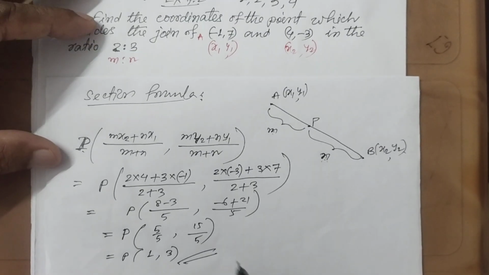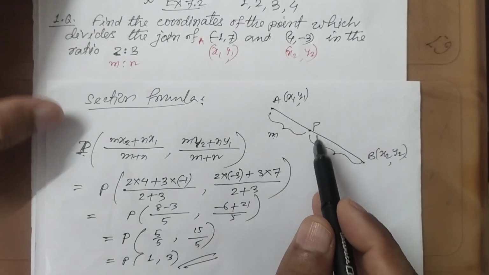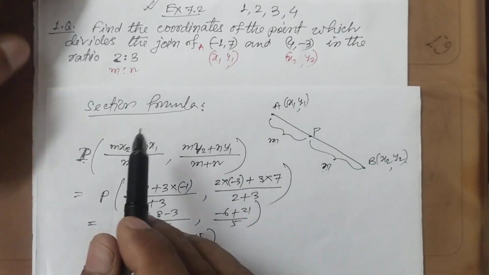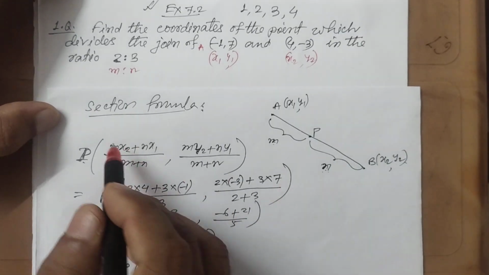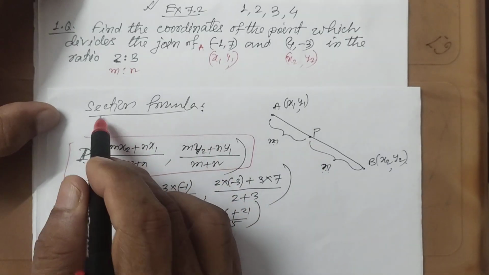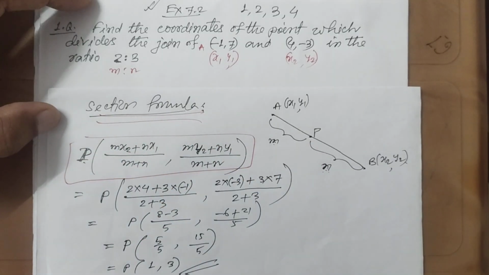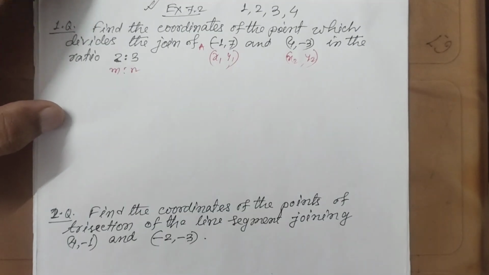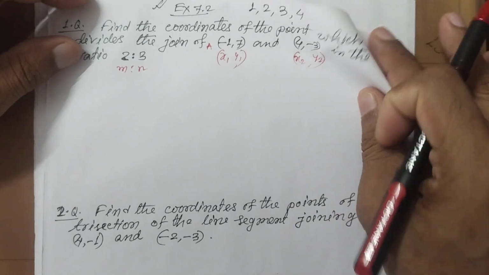So this is how we find the position of a point in a given ratio, and this formula is called the section formula, okay? Dividing a line segment in a given section. Section means in a given ratio. So this is the complete solution for the first question. Then question number 2.